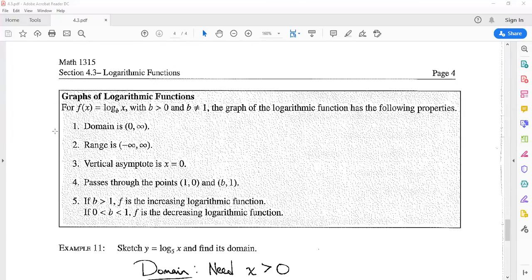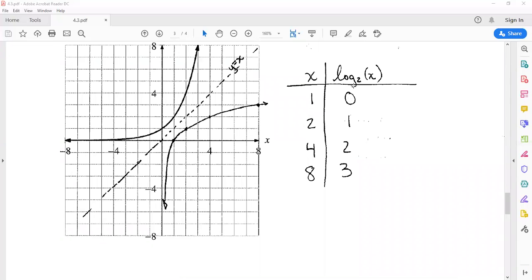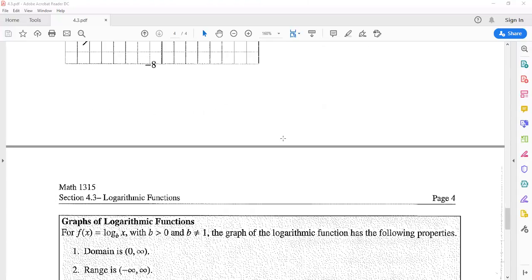So then those points are all summarized here. We have that for every logarithmic function with base b bigger than 0 and not equal to 1, the domain is 0 to infinity. The range is all real numbers. There is a vertical asymptote at x equals 0. And the graph will always pass through the 2 points (1, 0) and (b, 1). Notice we had that here, (1, 0) and (base, 1), where the base was 2 in this example.